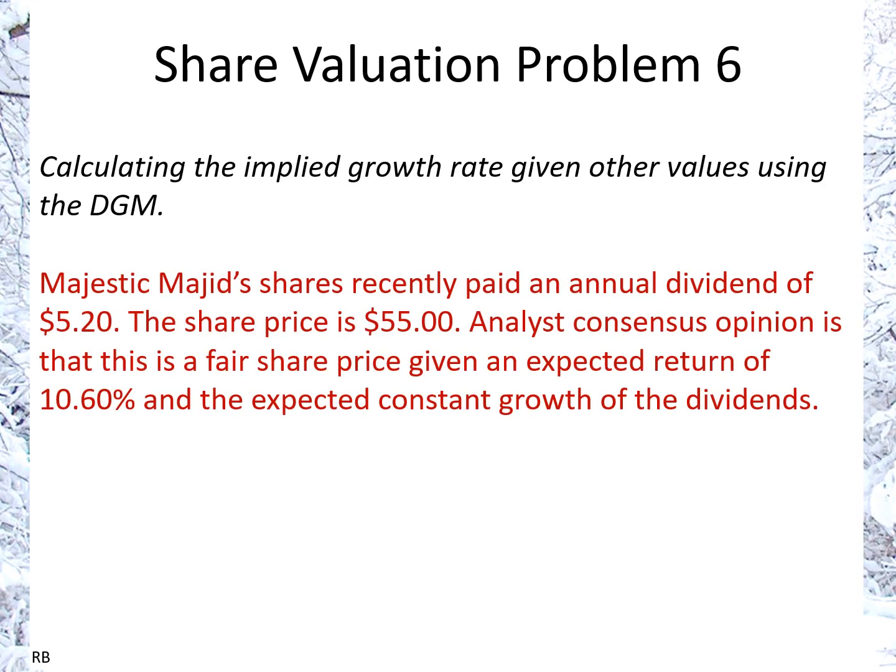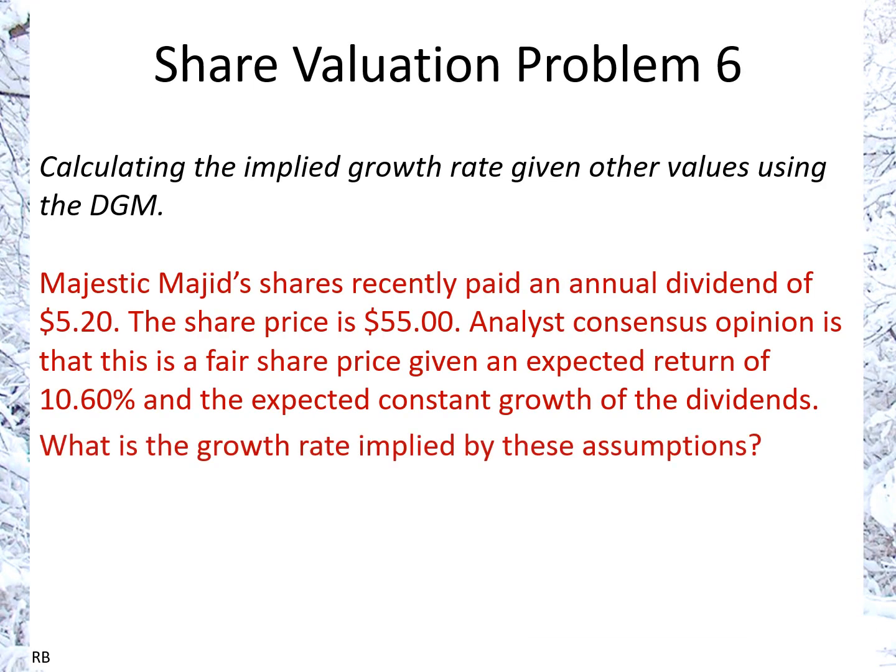Share valuation problem 6. Calculating the implied growth rate given other values using the dividend growth model. Majestic Majid's share recently paid an annual dividend of $5.20. The share price is $55. Analyst consensus opinion is that this is a fair share price given an expected return of 10.6% and expected constant growth of the dividends. What is the growth rate implied by these assumptions?